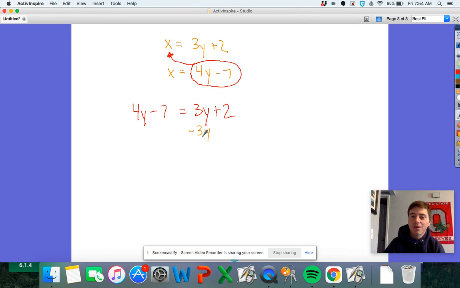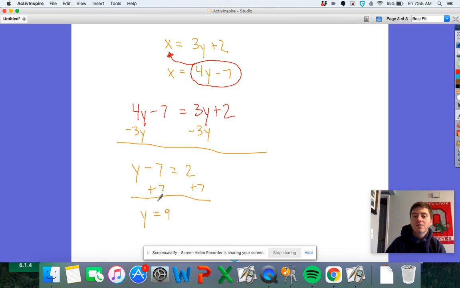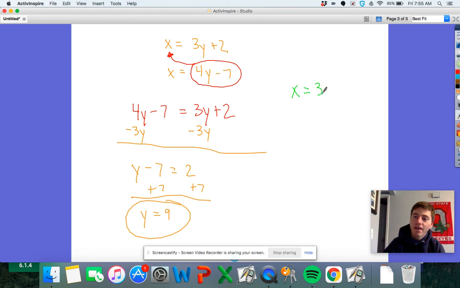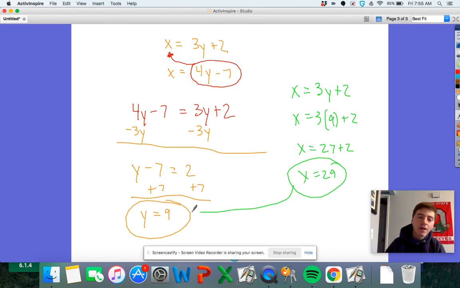So let's get all the y's on one side. So that cancels out over here, and we're left with y minus 7 equals 2. Then we need all the numbers or constants on the other side. Y equals 9. Okay, well, y equals 9, and remember, we need one for each. So y equals 9. But we'll come back up here, and it doesn't matter which one you pick. 3y plus 2. X equals 3, but y is 9. So instead of writing y, I'll write 9. And x is 27 plus 2. X is 29. And there we go.